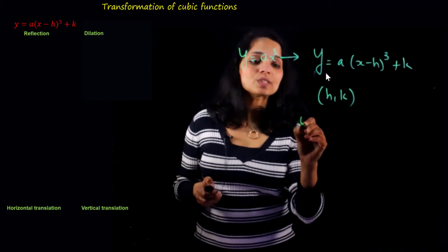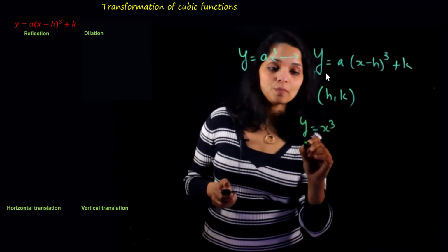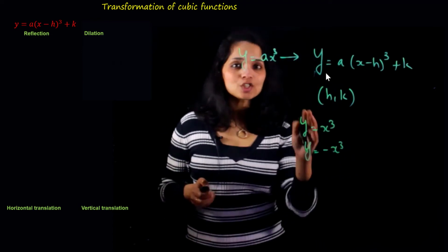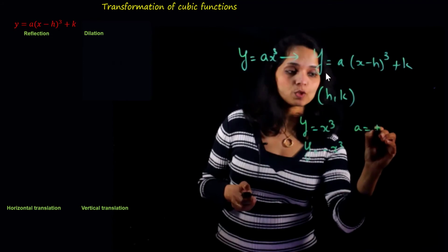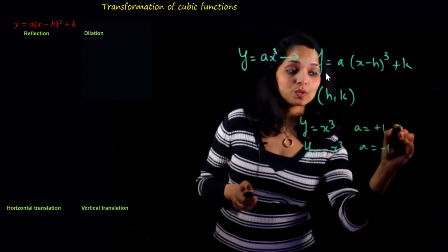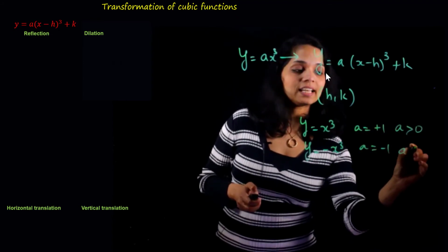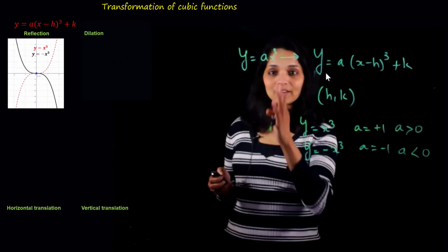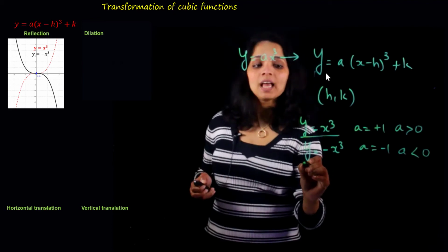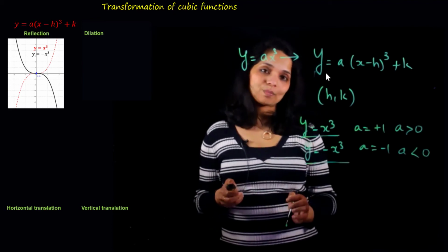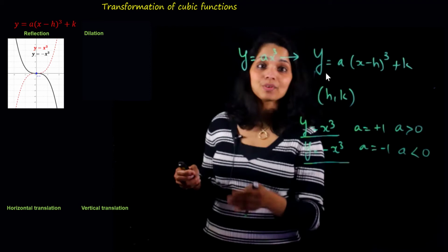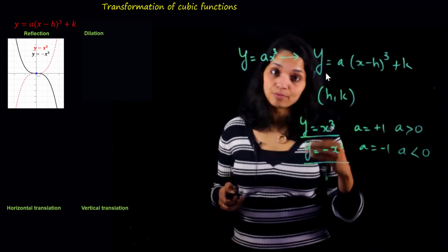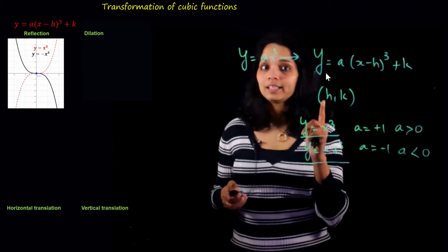If you look at two simple functions, y equals x cube and y equals minus x cube, these two functions have a equals plus 1 here and a equals minus 1. So a is greater than 0 here and a is less than 0 here. So let's have a look at the two different graphs. The red one shows y equals x cube and the black one shows y equals minus x cube. So one is exactly the reflection of the other. So the sign of a determines whether the graph is reflected or not about the x-axis.